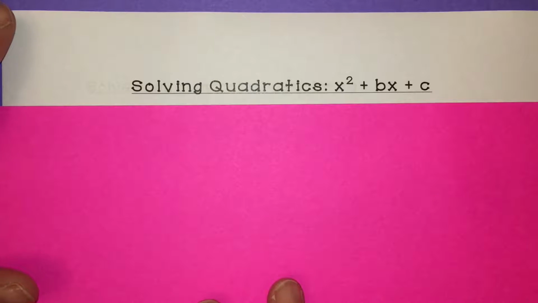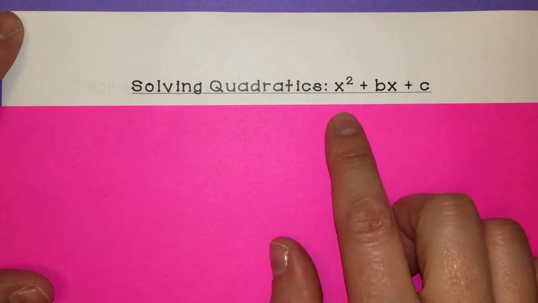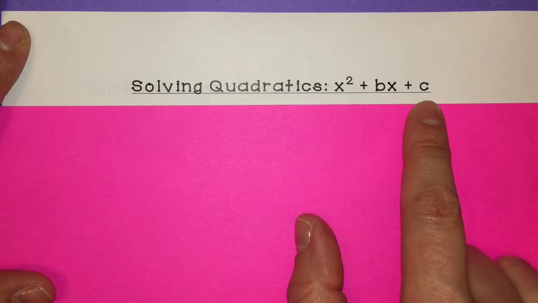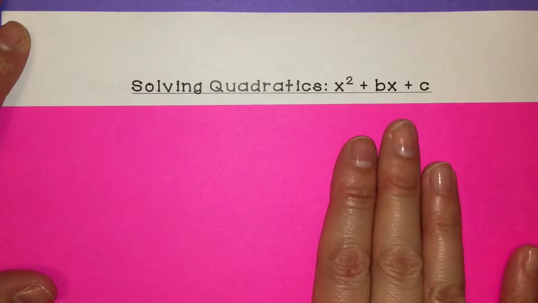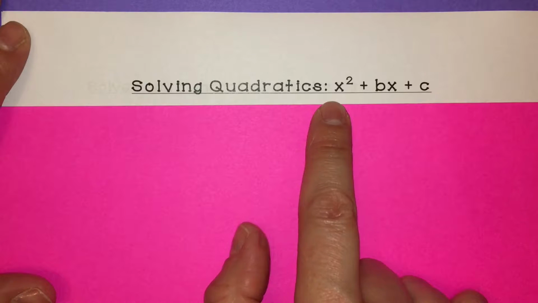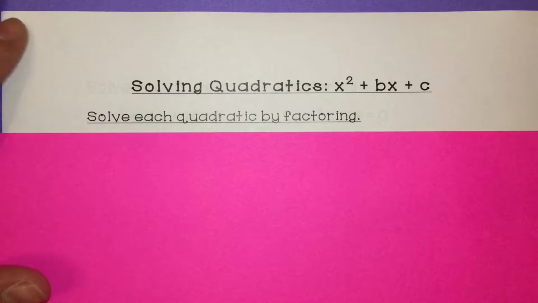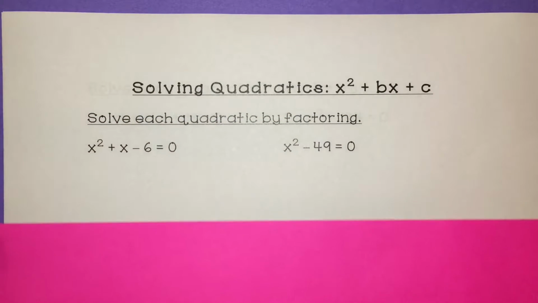We're going to solve quadratics. They're in the form x squared plus bx plus c. So this one's the more basic type where you don't have a number multiplied by the x squared value. So we're going to solve them by factoring.